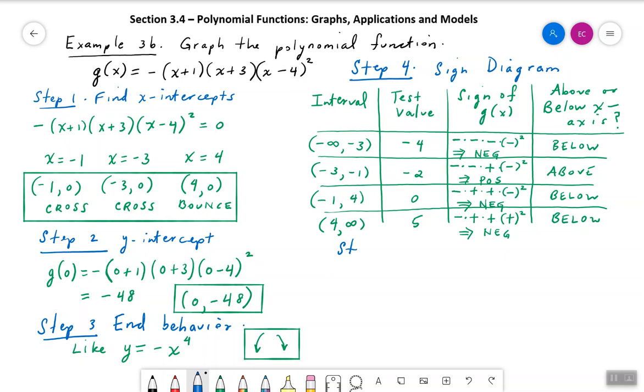Okay, let's try to put it all together here in step 5 with the graph. And so let's draw some axes and let's label them. And then we just want to plot the x-intercepts. So you have an x-intercept at -1. And also at -3. And then you have another x-intercept at 4.